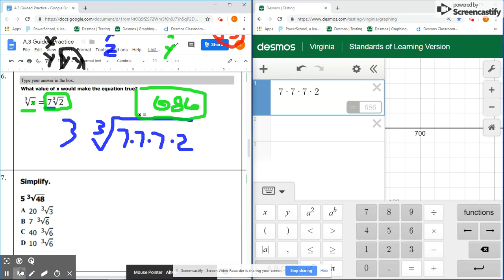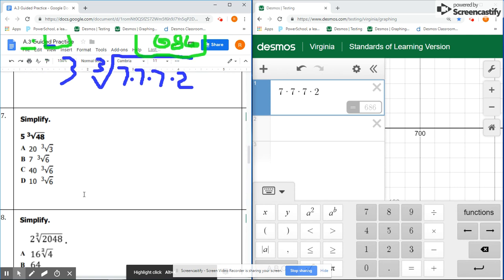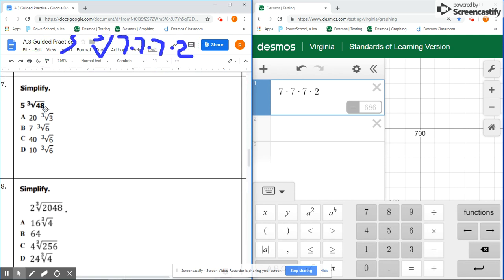I'm going to stop. You go ahead and try number 7 and 8 to simplify. Remember that since these are numbers, just go ahead and type it into Desmos here and then match up your answer choices to see which one is the same number, all right?